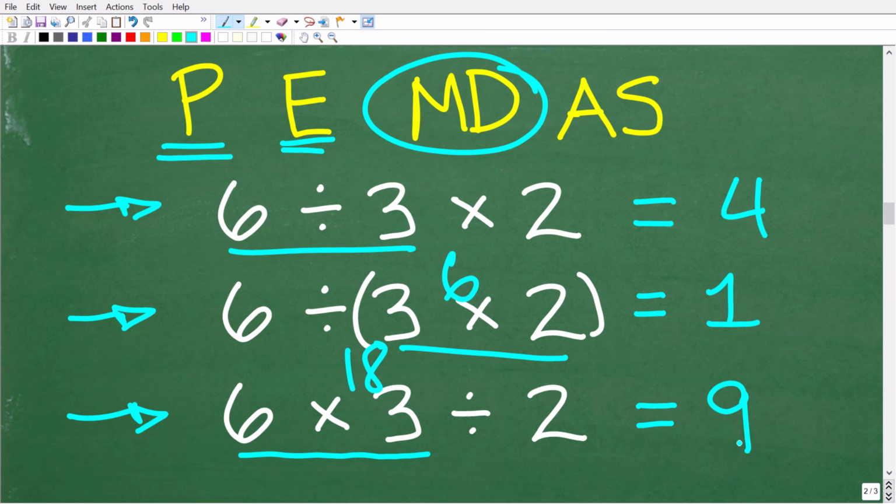And don't feel bad if you got this problem wrong. Just use this as a learning experience. But I can tell you right now, as a math teacher of several decades, many students, even really great students in algebra, even advanced mathematics, can make these little errors. So that's why you really want to focus on getting these fundamental concepts in mathematics down.